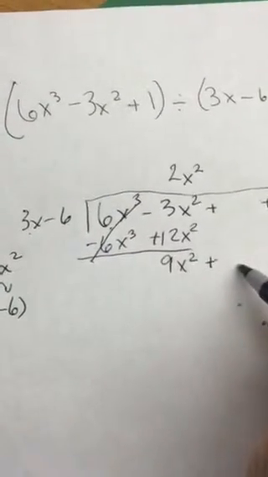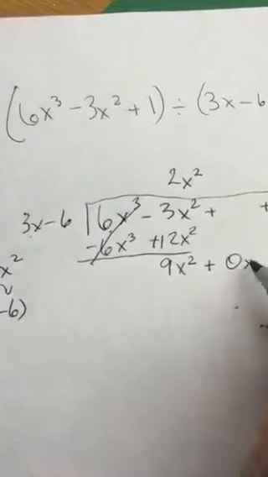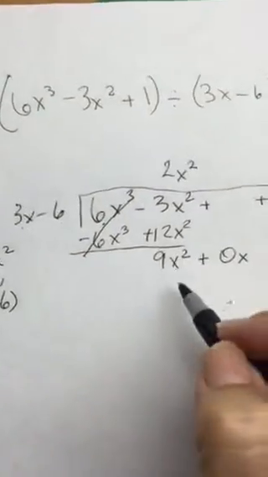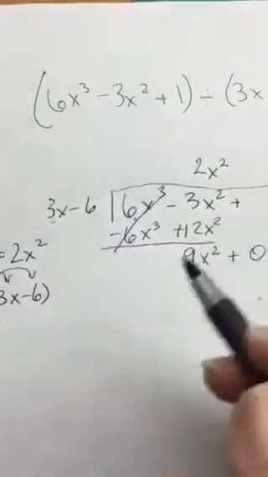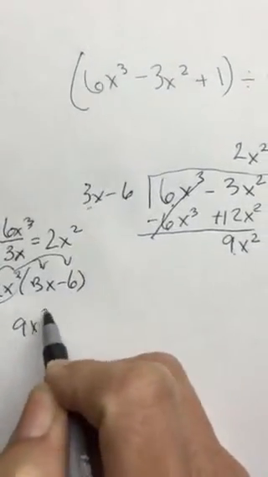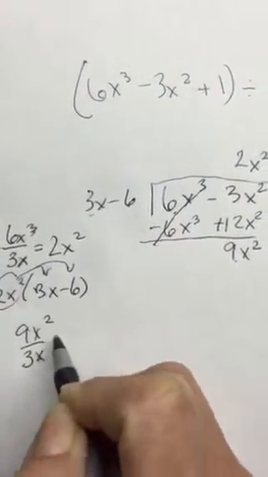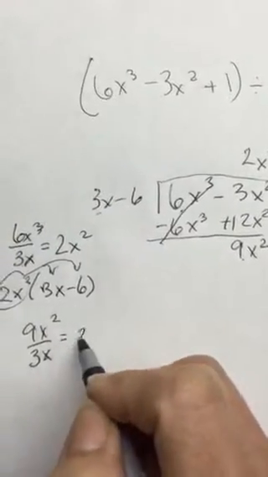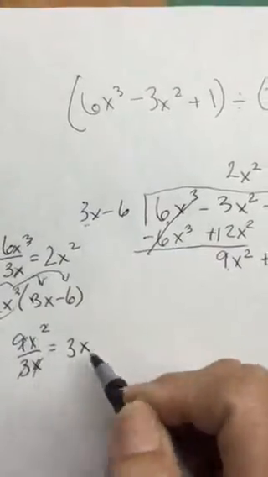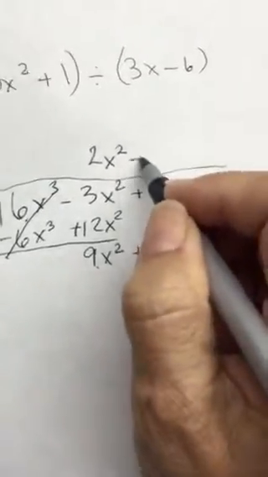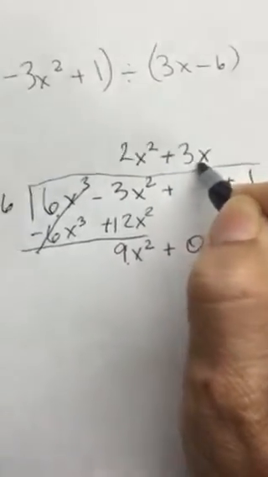And then I would bring down. But I have 0 x's, but I still have to have that. So now I'm going to start the process over again. I'm going to take the first term and divide it by the first term. So I have 9x squared divided by 3x. So that's going to give me 3x. So this goes into that, and then these will cancel, and that's 3x. So that's my quotient, which goes up here into my quotient.